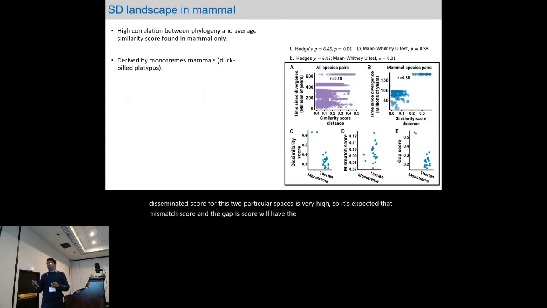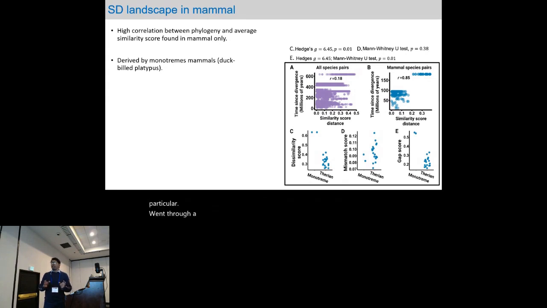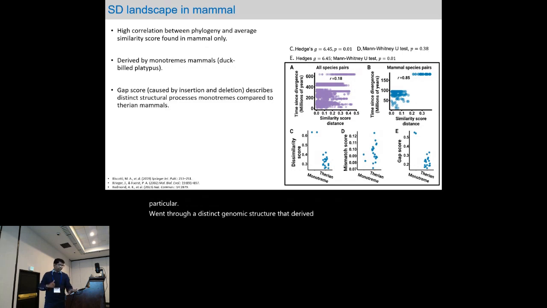But we found that the gap score has high values, but not the mismatch score. And of course, the gap score comes from an insertion-deletion procedure. So we found that these 2 particular species went through a distinct genomic structure that was derived by insertion and deletion procedures.